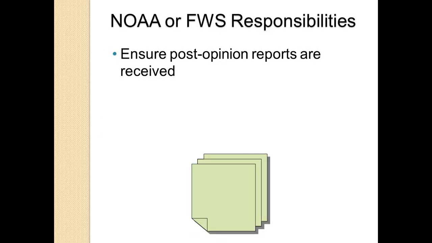So we've talked mostly about the action agency. The last couple slides here before we take our break are about the services. And so the services are supposed to get reports, and you as the action agency are supposed to give us reports on the amount of take that's happening. And these will be specified differently in different BOs, but there's usually a time scale in there, once a year, quarterly reports, those sorts of things. Yes?